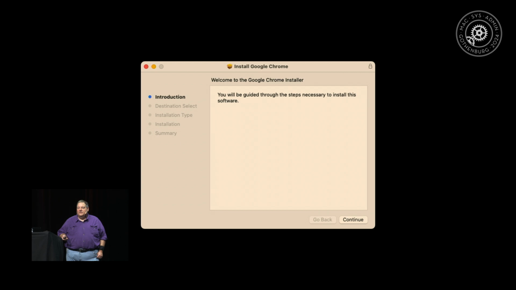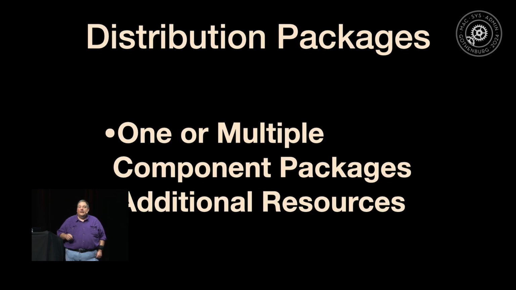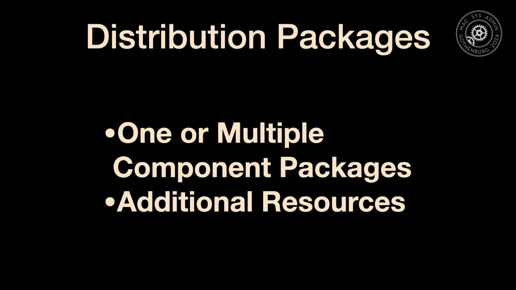So component packages don't really have anything extra. They don't include, like, the ability to include a license file or the ability to install additional packages. Now, distribution packages can contain one or more component packages, and they may also include additional resources to customize and control the user interface shown in the installer application.